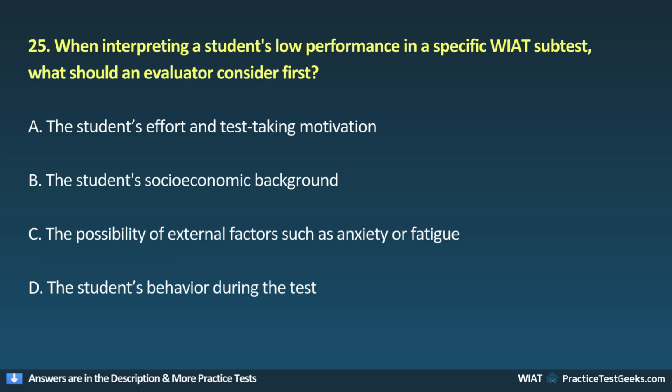25. When interpreting a student's low performance in a specific WIAT subtest, what should an evaluator consider first? A. The student's effort and test-taking motivation. B. The student's socioeconomic background. C. The possibility of external factors such as anxiety or fatigue. D. The student's behavior during the test.